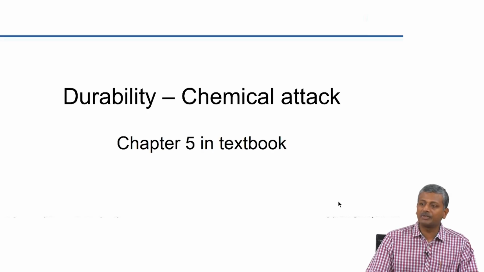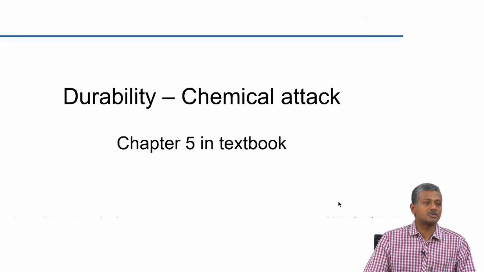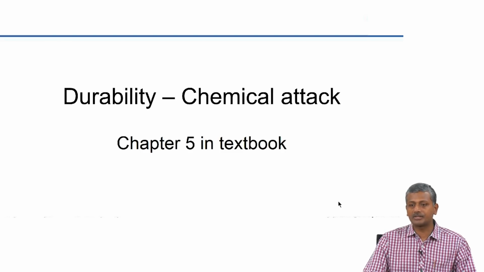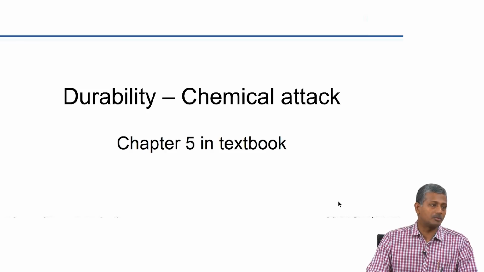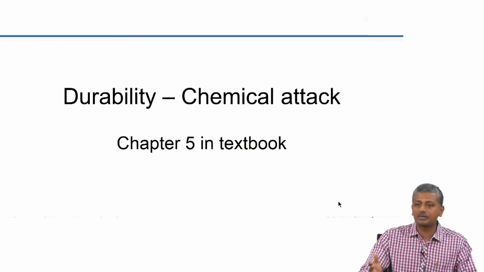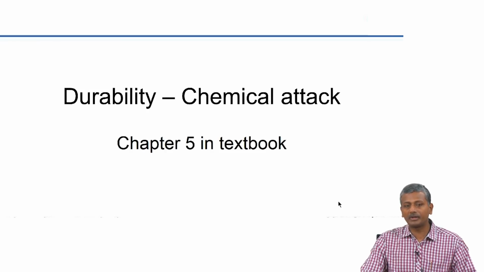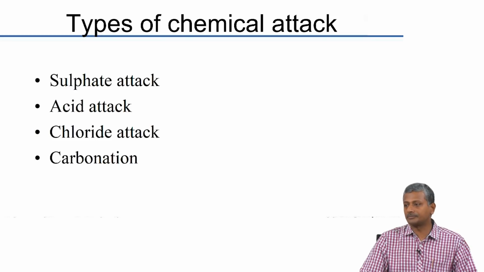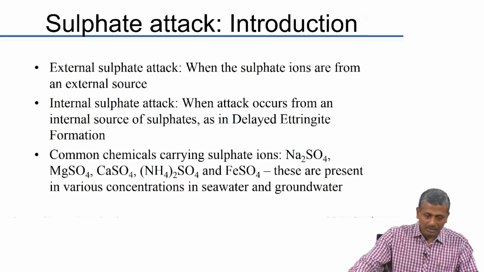But in this chapter we will try to look at what are the mechanisms of different types of chemical attack and how we can actually devise strategies for protection other than the fact that we can produce concrete with low permeability. That is something which will be a common strain in all the durability investigations that we talk about. So, there are different types of chemical attack, the most common ones being sulfate attack, acid attack, chloride attack and carbonation. Okay. So, let us look at these in more detail.